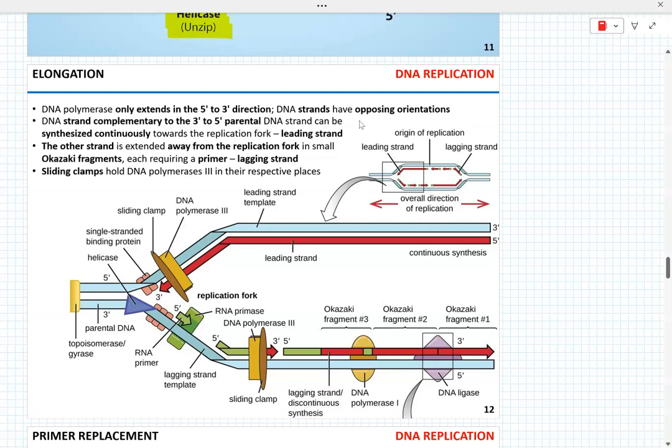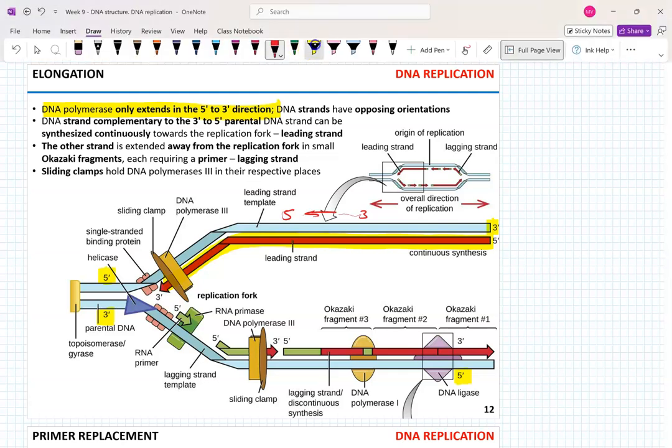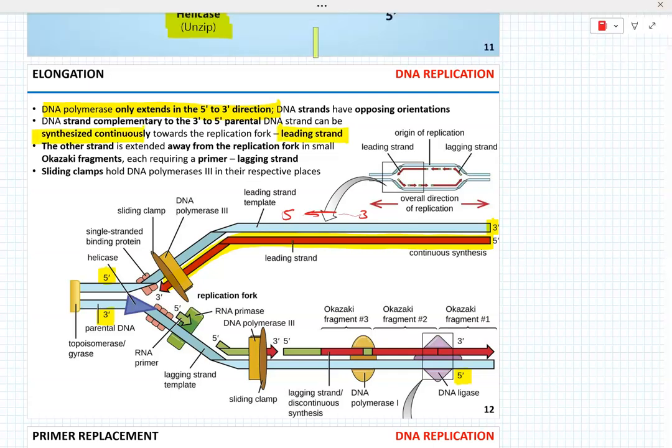So, DNA strands, as you remember, have opposite orientation. In this picture, the top strand, the blue strand, represents the maternal strand. It has the 3' end on the right and the 5' end on the left. The bottom strand has the 3' end on the left and the 5' end on the right. So, since DNA polymerase can only extend the new strand in the direction from 5' to 3', it will synthesize the strand that is complementary to the top 3'-5' parental strand in a continuous and uninterrupted fashion. The strand that is synthesized in that fashion is called the leading strand.